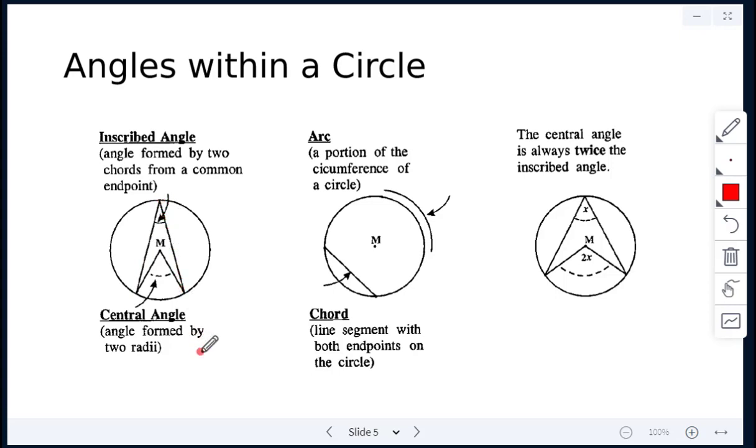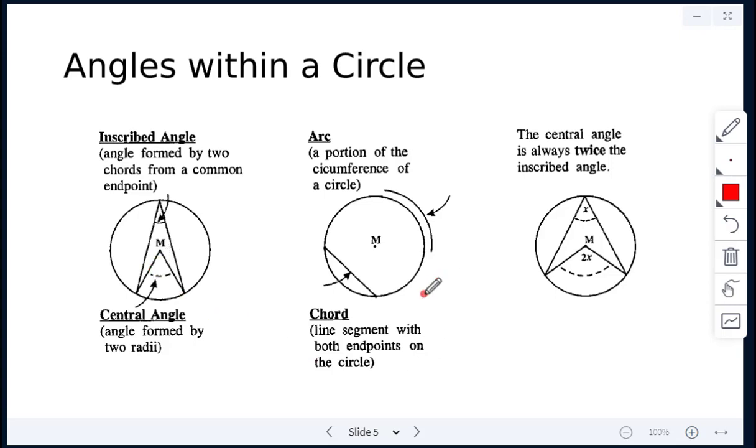The central angle is formed by 2 radii. All right, the center of the circle here is represented by M. So we have radius and radius. A central angle is always formed by 2 radii. This here is the central angle.